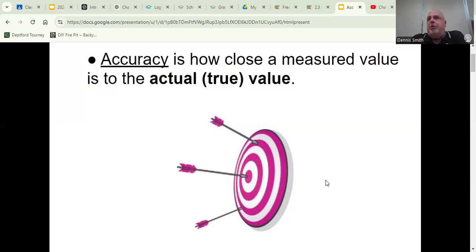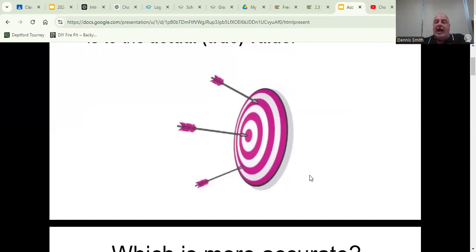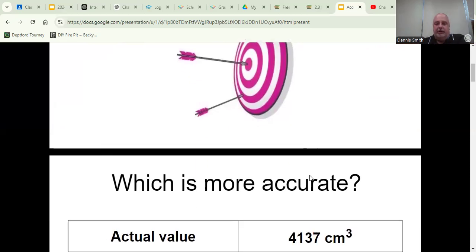So, perfect example, bullseyes, golf course. You're in the fairway. You want to hit a ball to the green. You want to get it as close to the hole as possible. So to be accurate, the best accuracy would be to put it in the hole, just like a bullseye on a target. But if you hit three balls and they're all near each other but not near the hole, they would be considered precise, but they wouldn't be considered accurate. And we're going to talk about that. So accuracy is how close a measured value is to the actual or true value of what you're doing.